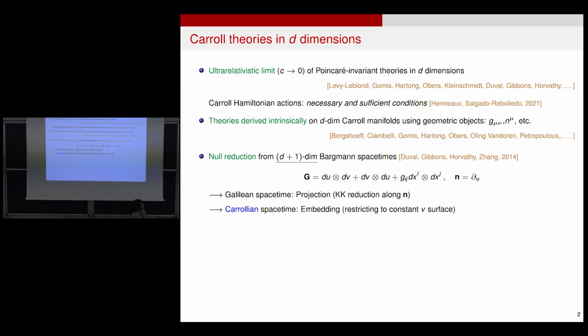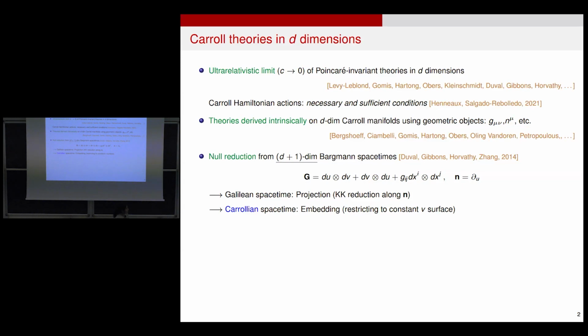But for this talk particularly, I would like to bring your attention to this paper where Carrollian Hamiltonian actions were written down, and there they listed a set of necessary and sufficient conditions for any Hamiltonian theory to be Carrollian. And the theories that we will eventually derive from the light cone actions will satisfy these conditions. So we can call them Carrollian theories. Secondly, we can derive Carrollian theories if we know the geometric objects on the Carrollian manifold itself, so the degenerate metric and the null vector and so on.